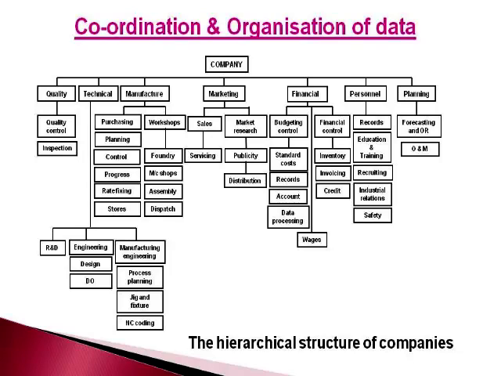Next. You see here, this is the coordination and organization of the data related to technical, manufacturing, marketing, financial, personnel, planning. These are all the data that you can access in a top-down approach. You can see under quality what the functions are, and the information related to that is passed on to this, and the company can have the complete information. This information is available only if individual functions are computerized and all of them are connected.